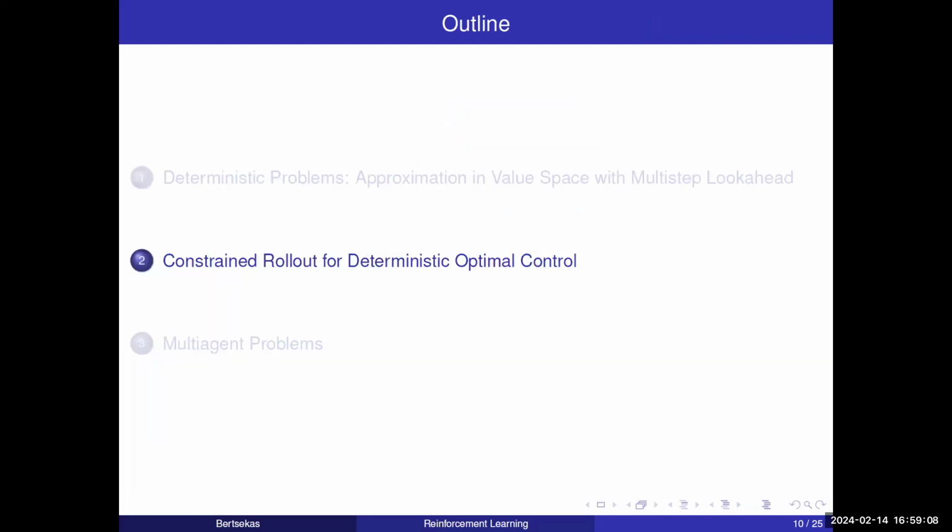Okay. So that is multi-step look ahead. Now we're going to move on to constrained rollout. Before I do, are there any other questions about multi-step look ahead?